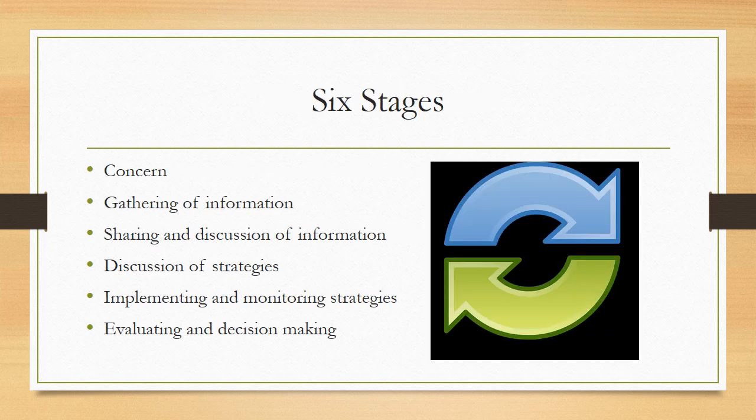There are 6 different stages of this process. The stages are identifying an area of concern, gathering information about the student, sharing and discussing that information with a team, discussing specific strategies that will help that student in the classroom, then implementing and monitoring those strategies that you've put into place, and finally evaluating those strategies and making a final decision. Each of these 6 stages will be covered throughout the next few slides of this presentation.